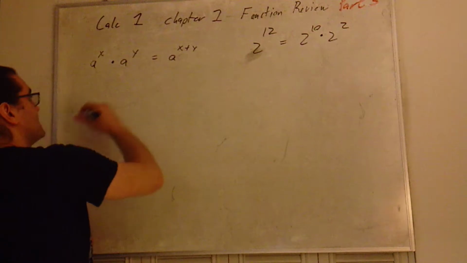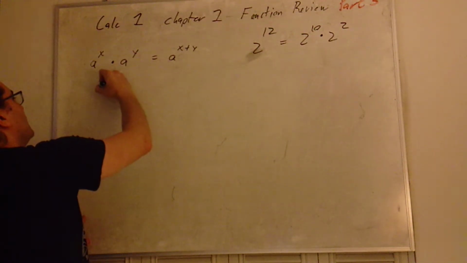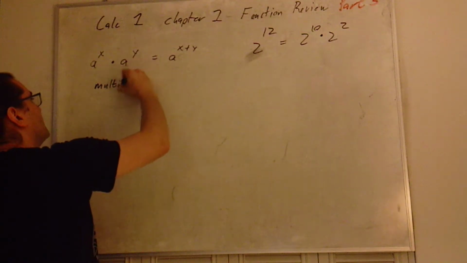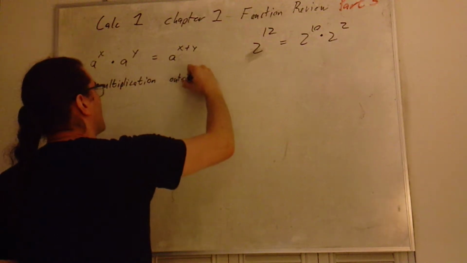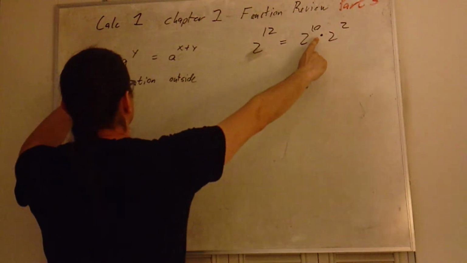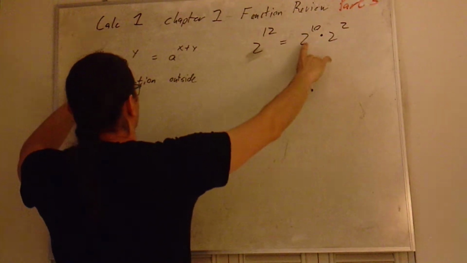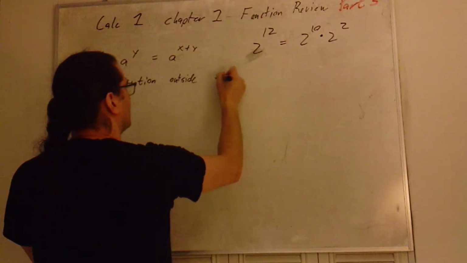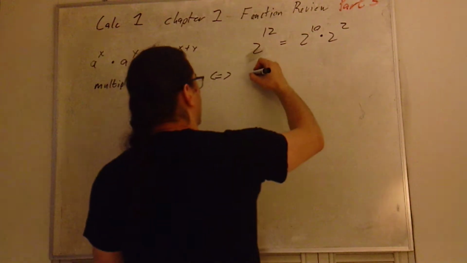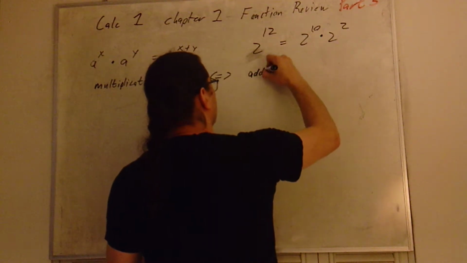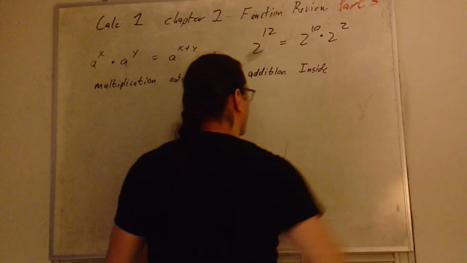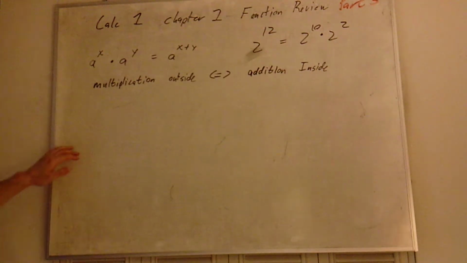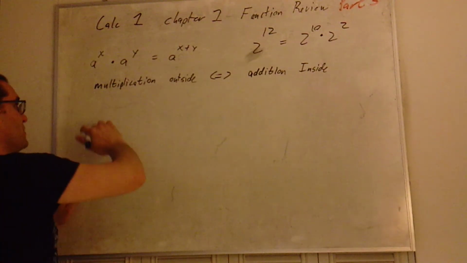My name for this is multiplication outside. That's what this is. This is multiplication outside of an exponent is the same as addition inside. And this is a property of exponents.